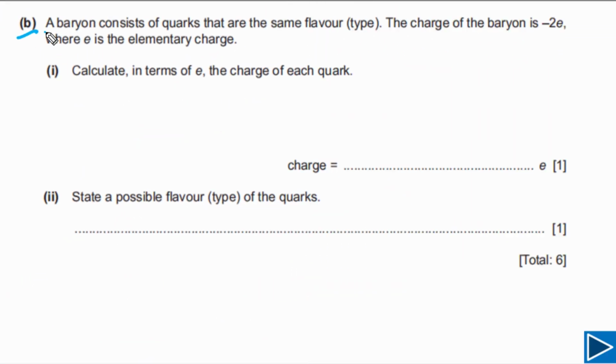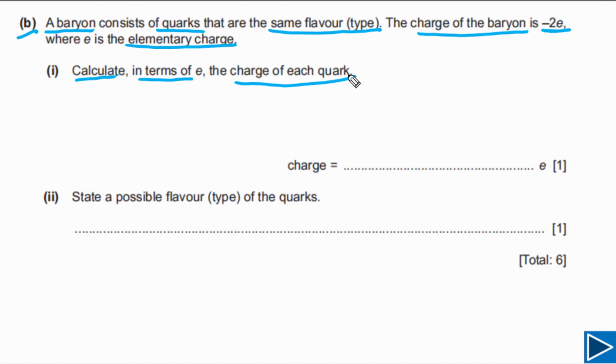For part B, it is given to us that a baryon consists of quarks that are the same flavor, the same type. It means all of them are the same type of quark. They can be down quarks, anti-down quarks, up quarks, anti-up quarks, and so on. It is also given to us the charge of the baryon, that is negative 2e, where e is the charge on a single electron. For part 1, we need to calculate in terms of e the charge of each quark.